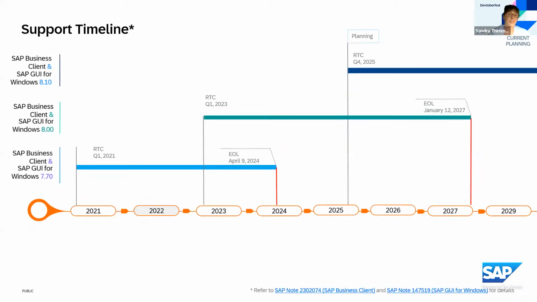A short glance at the timeline, because it's high time to make an update for all those customers still on 770, because it's outdated in April. So it's really time to update. Just a reminder to do so.